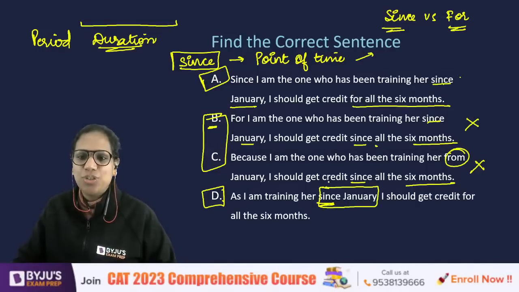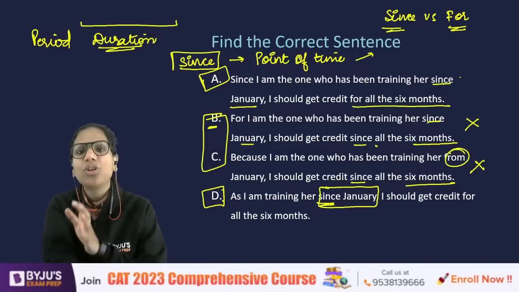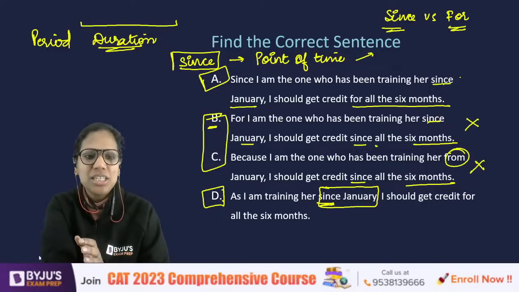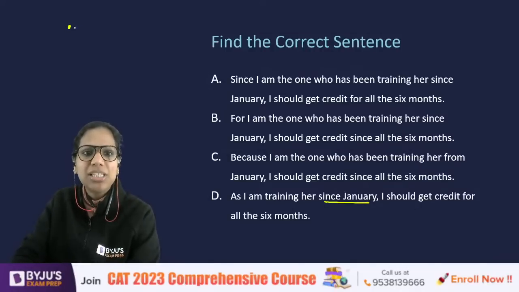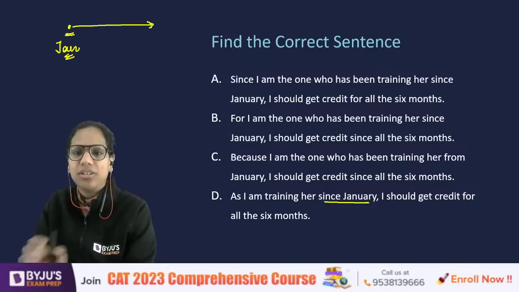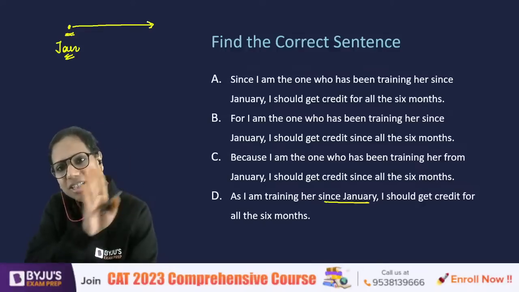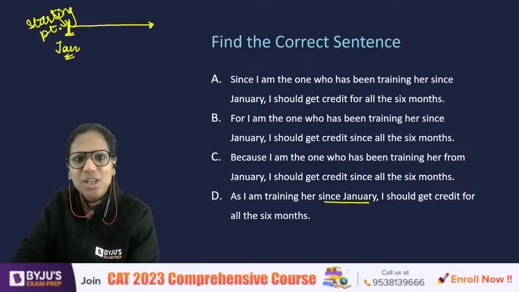Since a point of time. So this is a tenses error. This concept, this question, tests you on prepositions plus tenses. When I say "since a point of time," that means an activity has been going on since that point of time. It started at a certain point and it is still going on. I give you the starting point and I want to indicate that it is still going on.